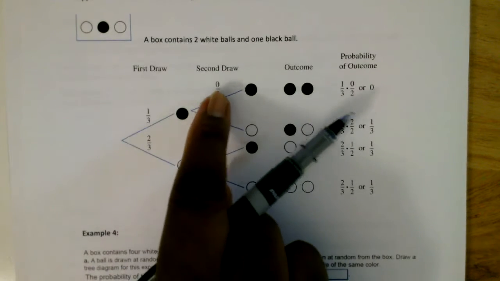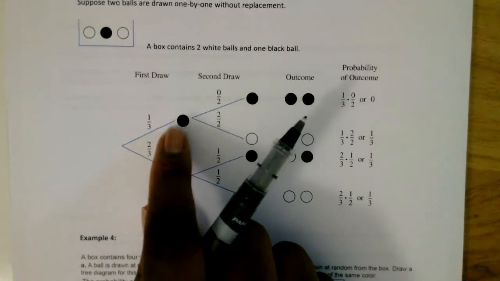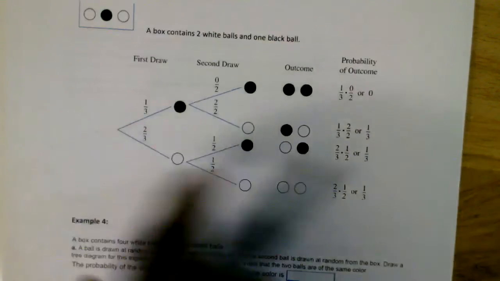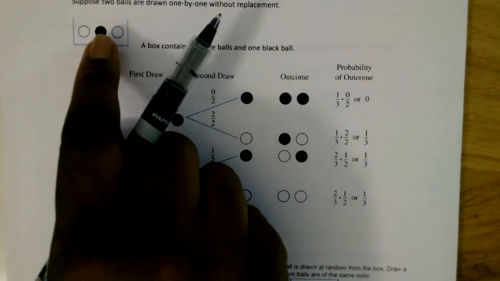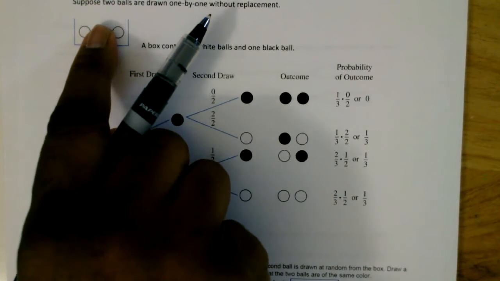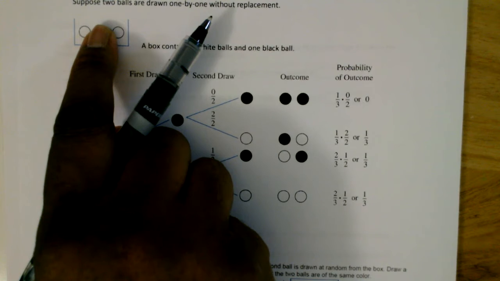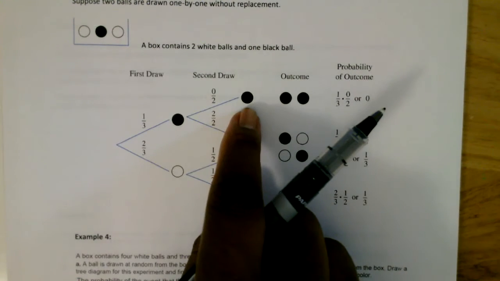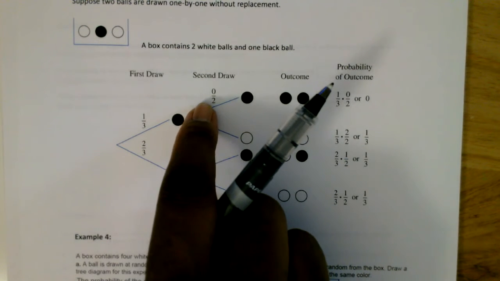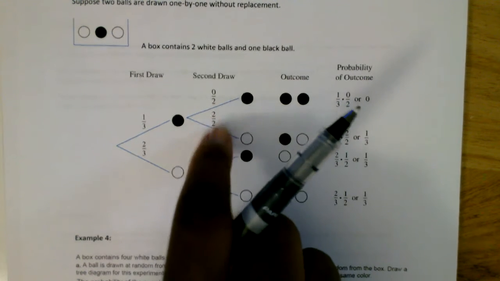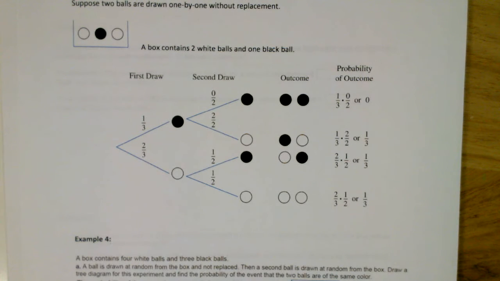But now, let's say on the second draw, the first ball that I drew is a black ball. On the second draw, I'm only going to have two balls left. So this is without replacement. That black ball will not go back in the box. So I have 2 white balls left. So the probability of drawing another black ball will be 0 out of 2. But the probability of drawing a white ball will be 2 out of 2, which is, of course, 1 whole. That's a certain event.